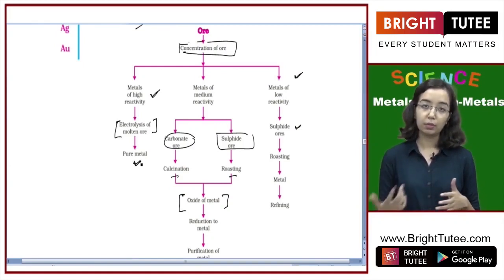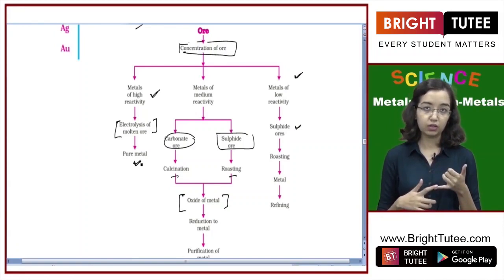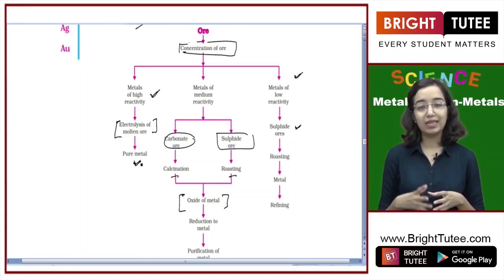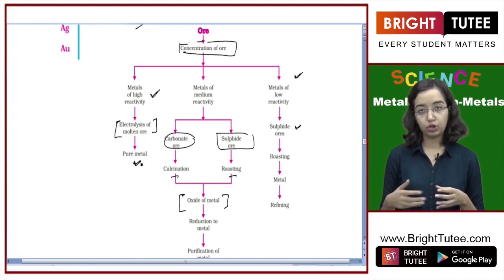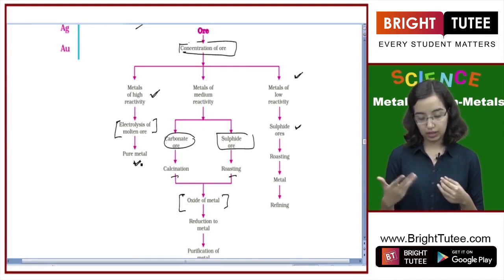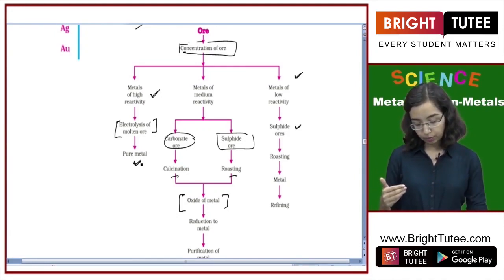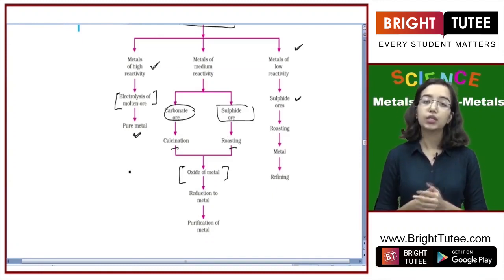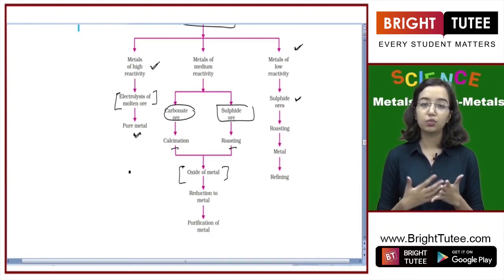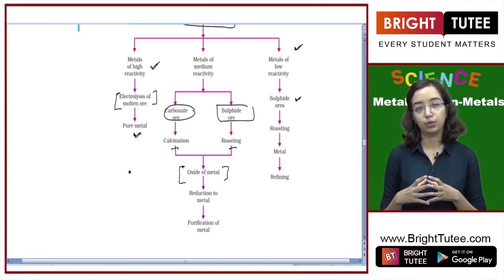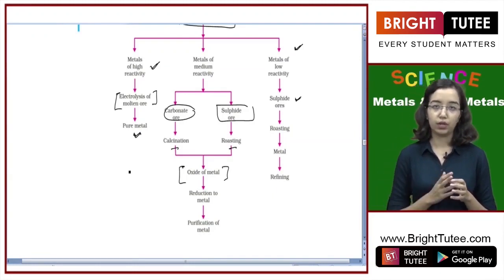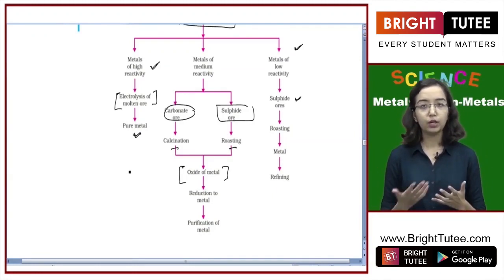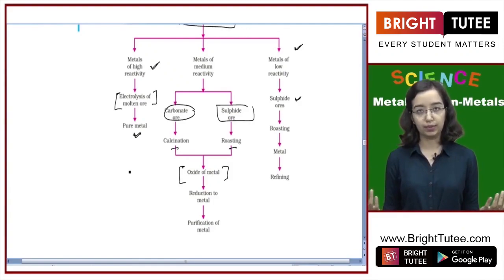There are also two steps which are general. First is concentration of ore, which essentially means cleaning the ore and removing all the impurities from it, which are not part of the ore as such, but which are deposited on it or are present within it. And the last is purification of the metal, which is again a similar process in which the metal that we have obtained might have some impurities. So to remove those impurities, this is again a process which can be used for all types of metals.